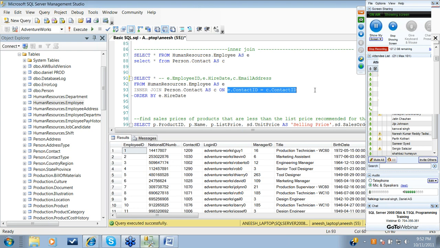So I'm trying to understand, when you say inner join, it should have at least one match, right? Yes, it should have at least one match. If there is no match, that corresponding record from table 1, or the left-hand side table, is not going to be displayed. So can I write the statement as inner join human resource dot employee as E on E.contact ID equal to C.contact ID? Yes, you can.